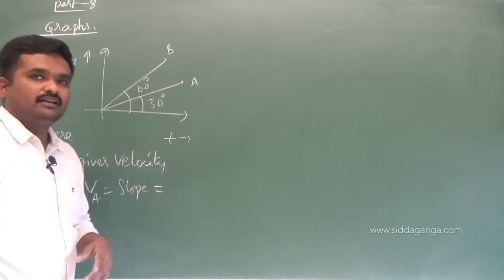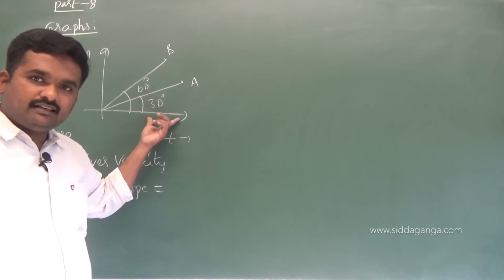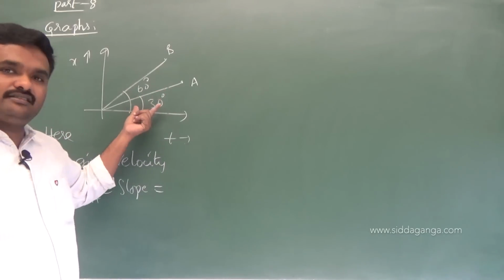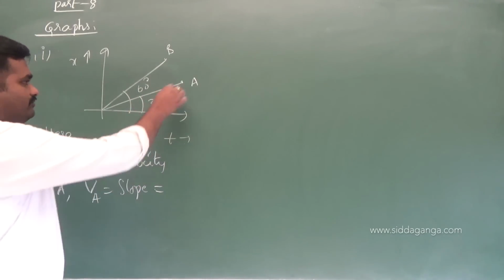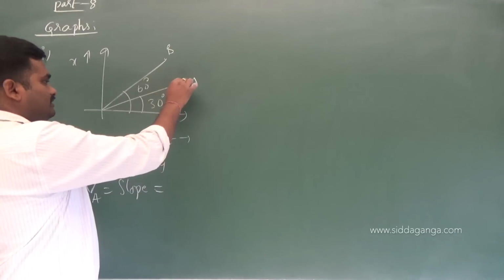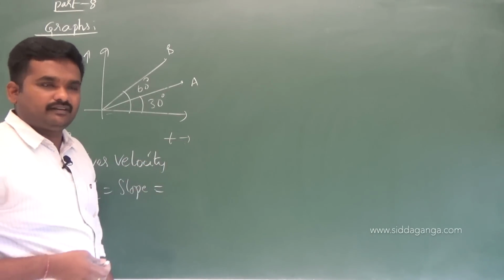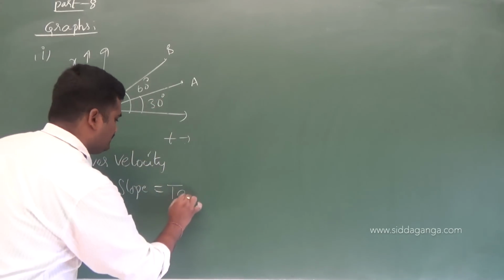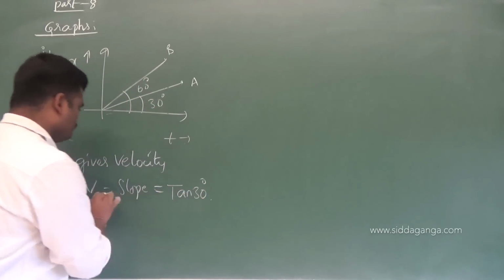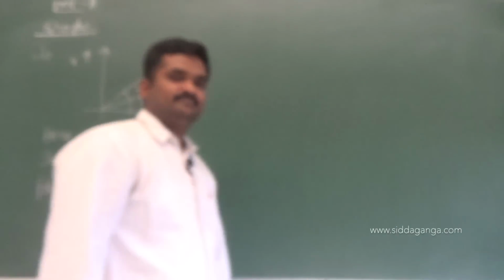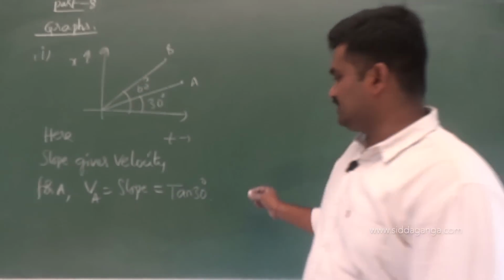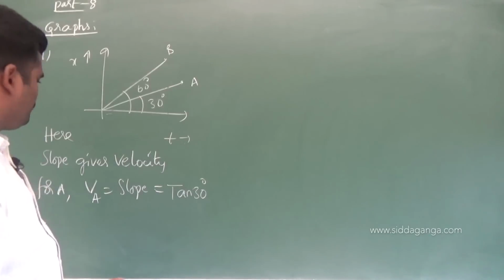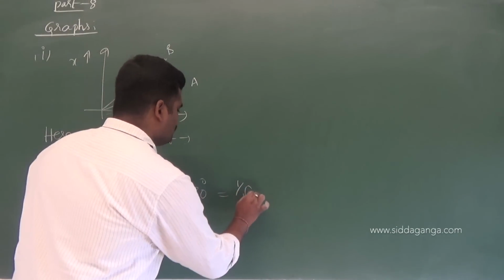How to find the slope? Not only delta x by delta t, tan theta is nothing but opposite by adjacent only, right? They have not given any length of this and length of this. If we can find out delta x by delta t, you can solve it. But directly you can make use of tan 30. Slope is how much? Tan 30. What is the value of tan 30? Sin 30 is 1 by 2. Cos 30 is root 3 by 2. So tan 30 value is 1 by root 3.